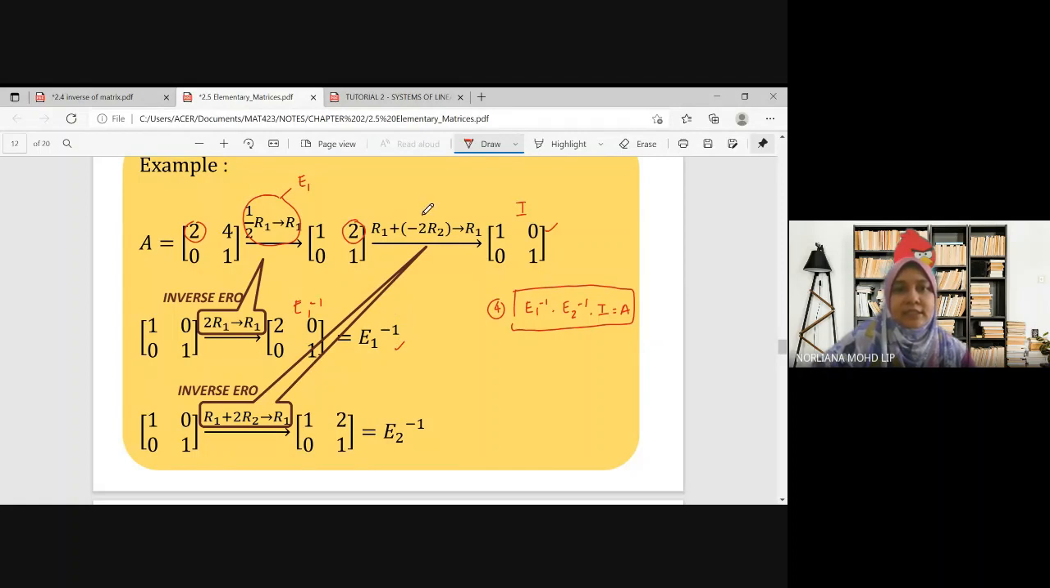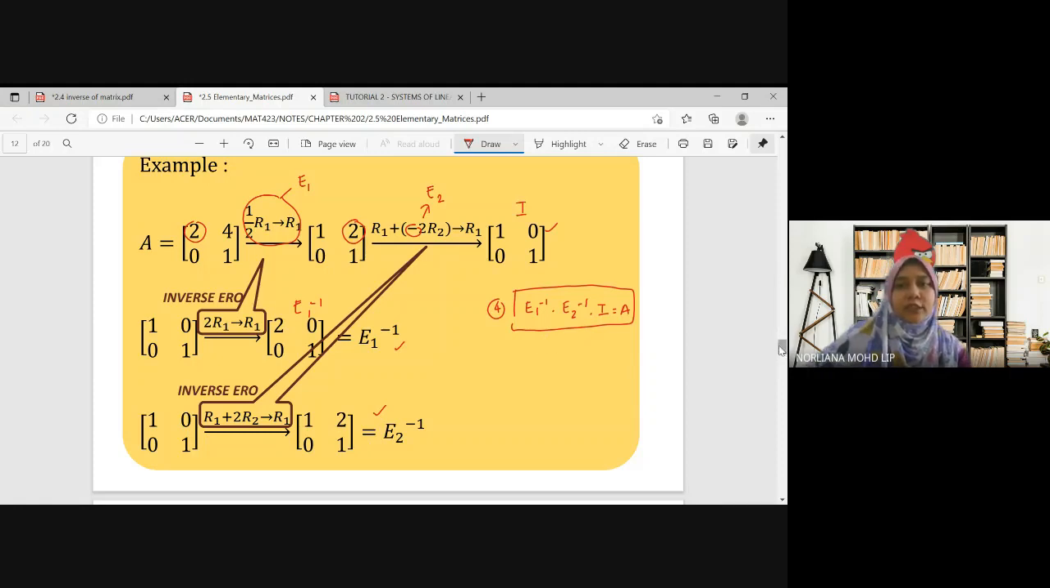Okay, then this is the operation for E2: negative 2 row 2 plus row 1 transform into row 1. So to get the inverse of E2, elementary matrix number 2, we use operation positive kat sini. Kita positifkan: row 1 plus 2 row 2 transform into row 1. So you get the inverse of E2 is 1 2 0 1.